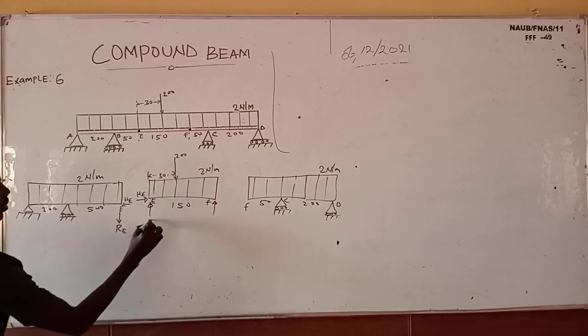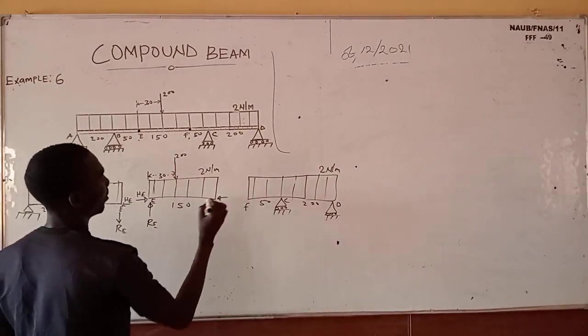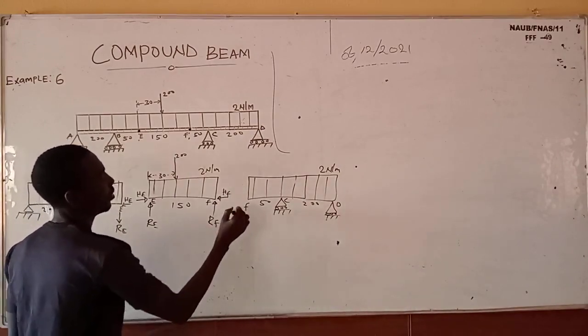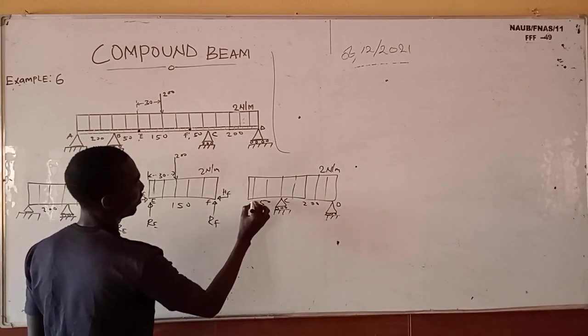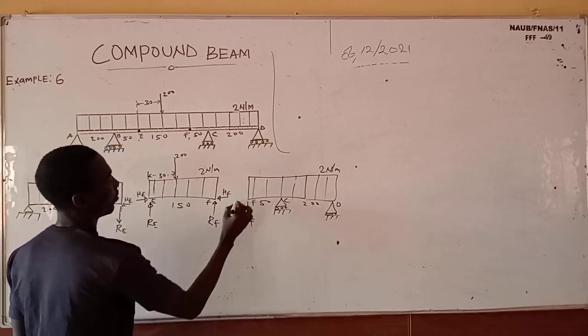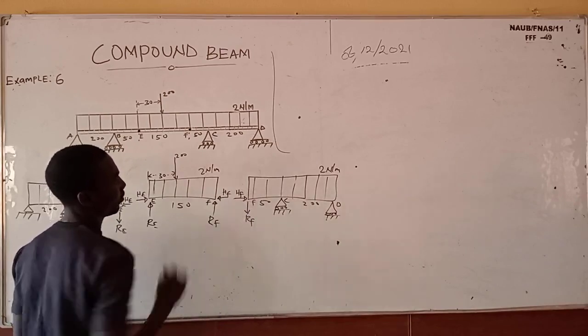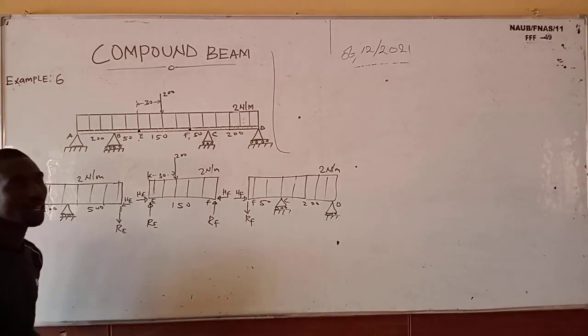Arrow E. So if we have this like this as our HF, this one will be our arrow F. So if this one is upward, this one is going to be what? Downward. So this one is going to be like this, HF. How to get this? I'll explain this. So now the next thing is to calculate our reactions.